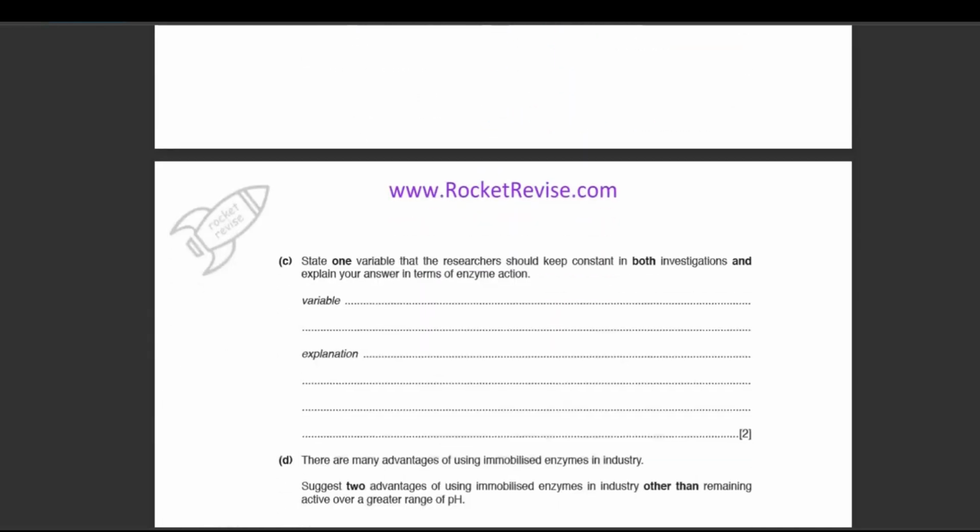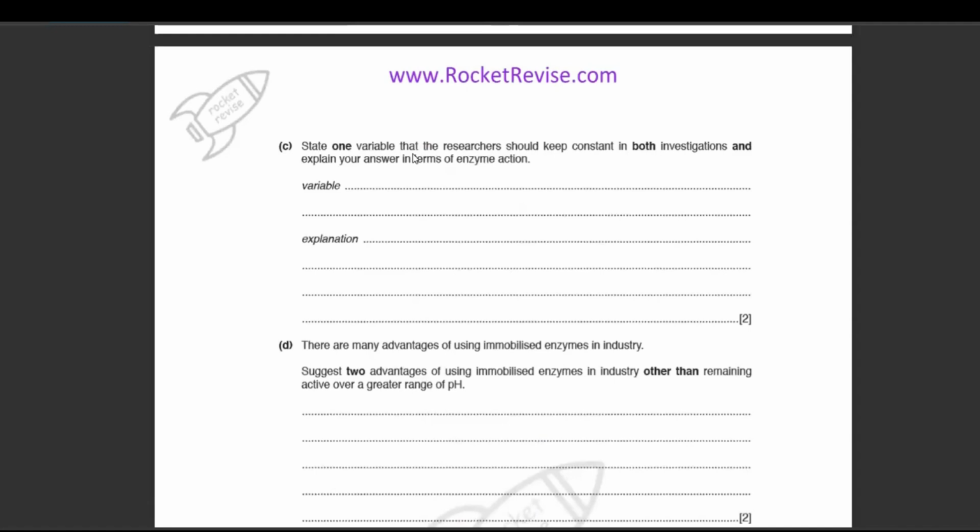यस जी। ठीक है. State one variable that the researcher should keep constant in both investigations and explain your answer in terms of enzyme action. So what could be the variable that should remain constant in both? अमाउंट ऑफ एंजाइम, amount of enzyme, excellent. टेम्परेचर, और temperature, पीएच लेवल सही है. पीएच pH, आपकी concentration या volume of enzyme, ये substrate, pH, temperature.